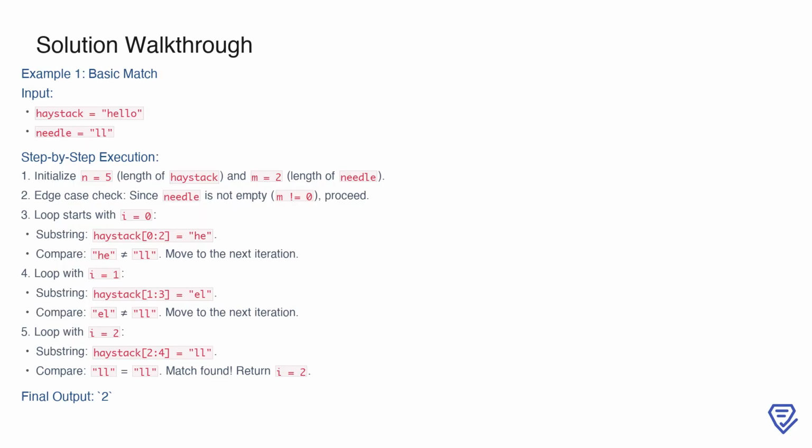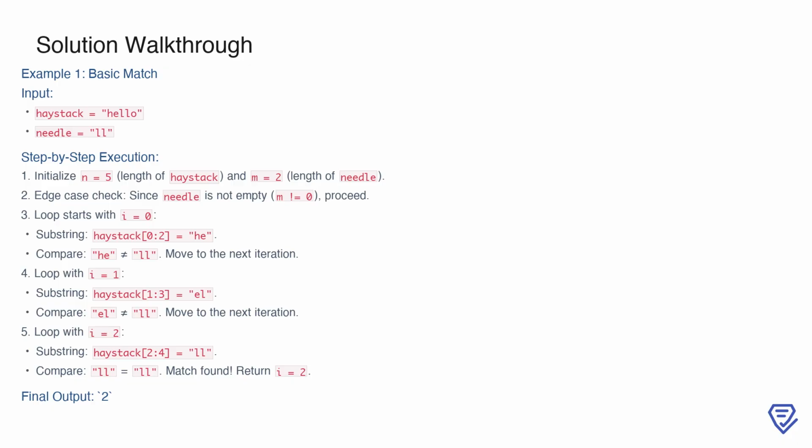To solve this problem, we start with example 1, where the input haystack is the string hello and needle is the string ll. First, we calculate n, the length of the haystack, which is 5, and m, the length of the needle, which is 2. Since the needle is not empty, we move forward. We then begin iterating over the haystack with a loop.